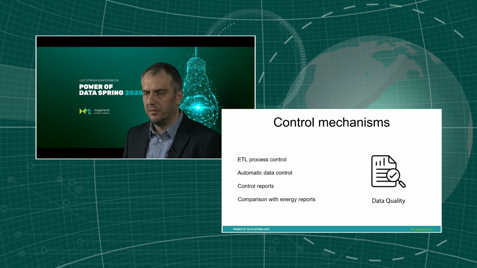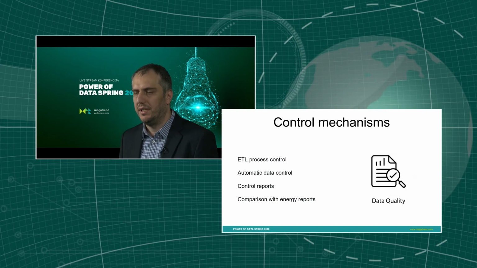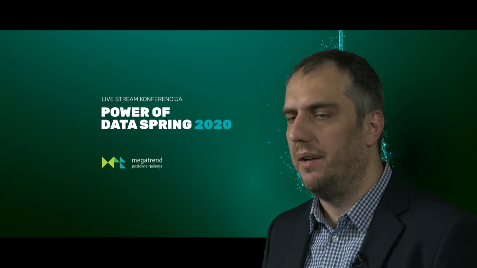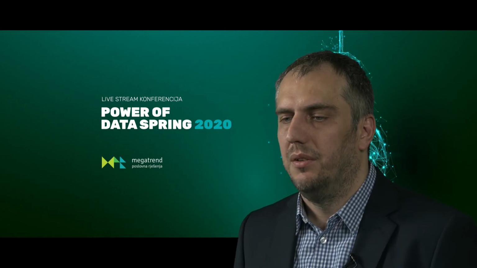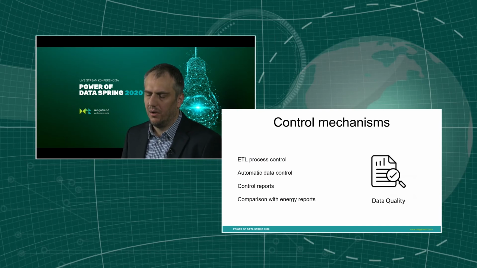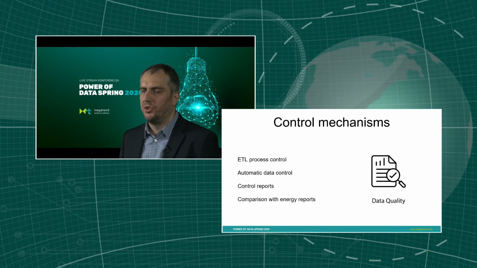Control is done in a few steps. First of all is the ETL process control, which checks that all data is loaded correctly and whether we had any errors in that process. Another step is the automatic data control, which checks whether all data is available, whether the time periods are overlapping, and all other controls that we can assure and make in the database.